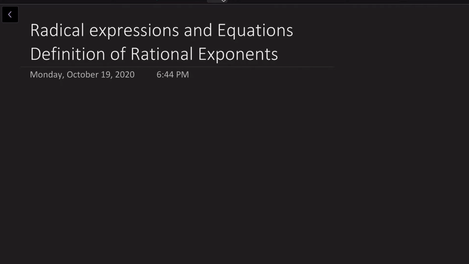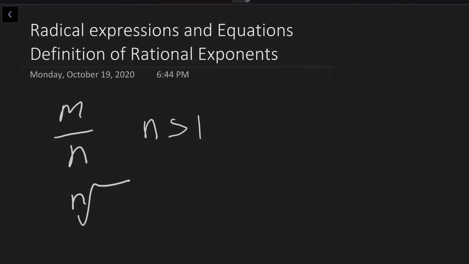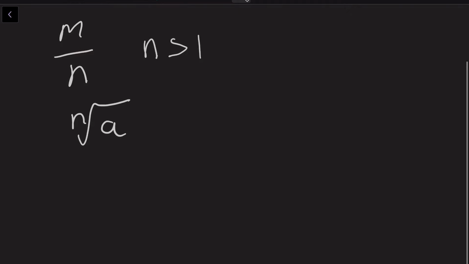Radical expressions and equations. Definition of rational exponents. If we let m over n be a rational number, where n is a positive integer greater than 1, and a is a real number such that the nth root of a exists, then we know three things.